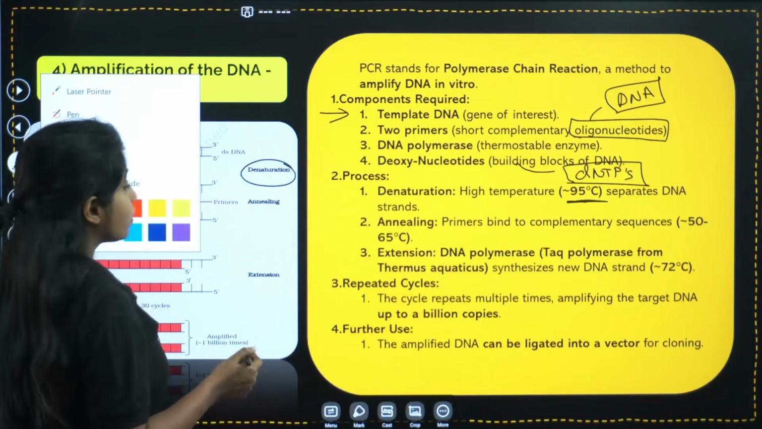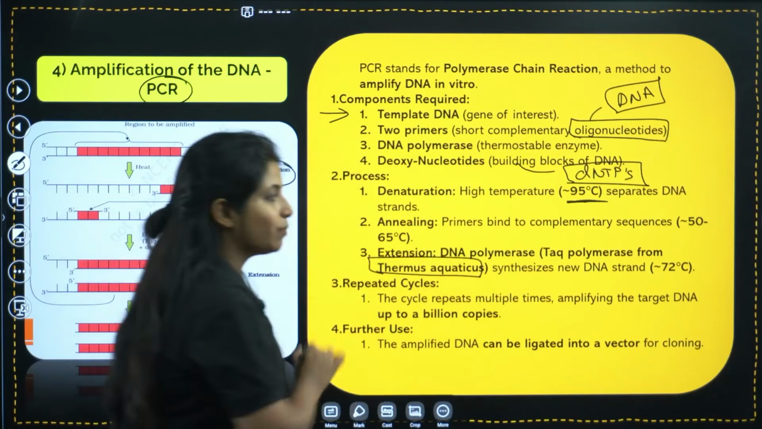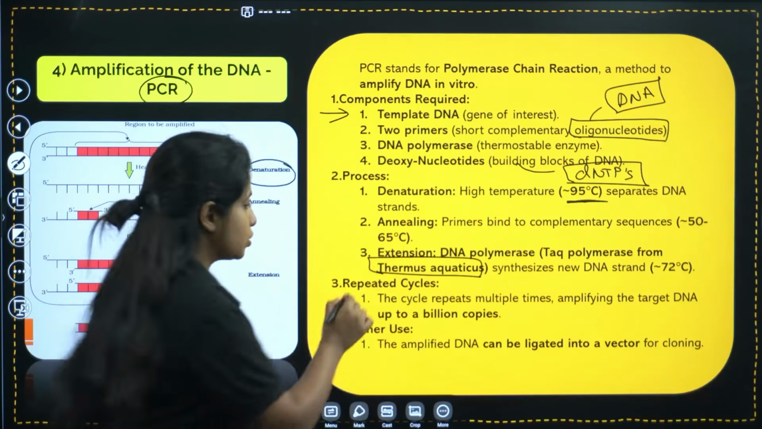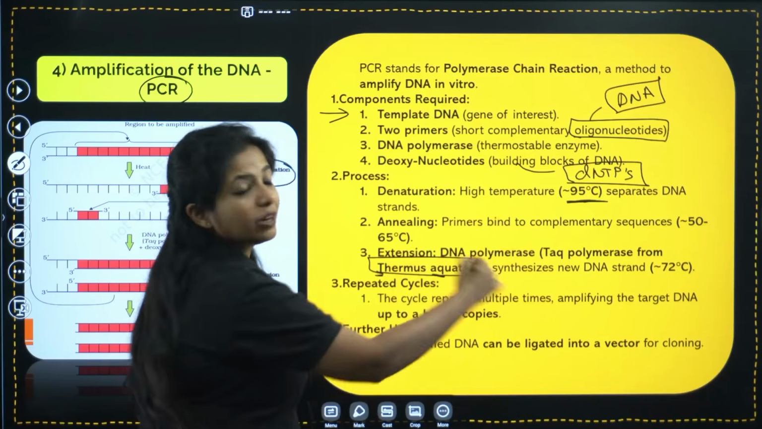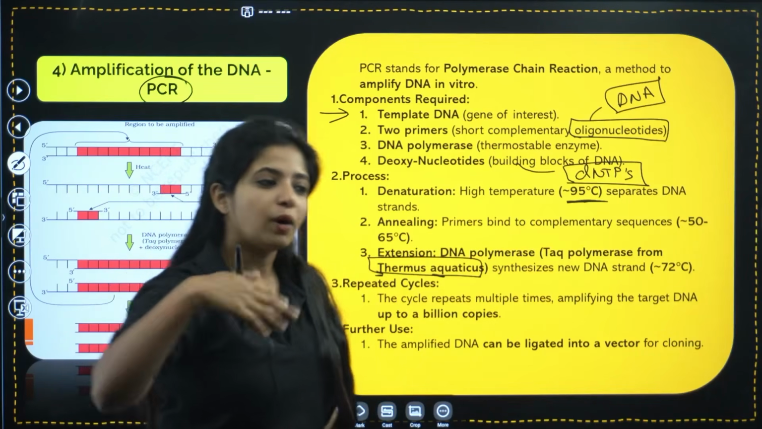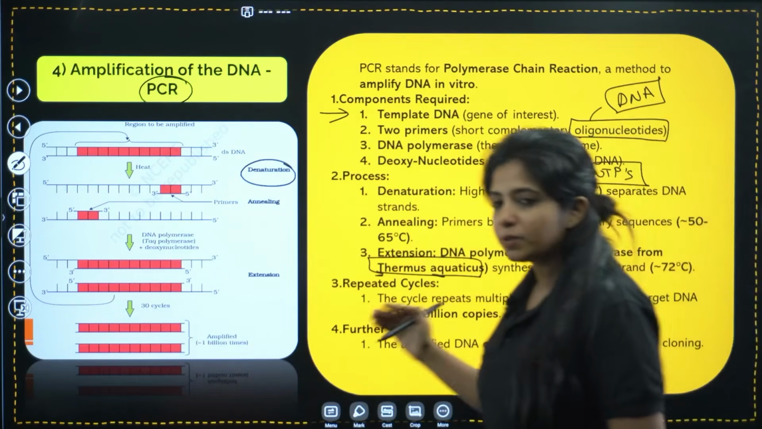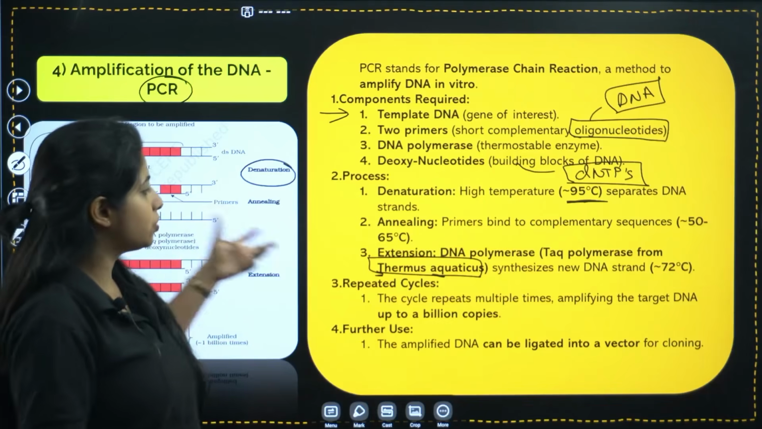So basically, where do you get this from? You get it from Thermus aquaticus, which is a thermostable bacteria, from where you get what you call Taq polymerase. So first letter from here T and AQ from the second word. So Taq polymerase is the modified DNA polymerase. Taq polymerase is nothing but the DNA polymerase, which is responsible for synthesizing a new strand.